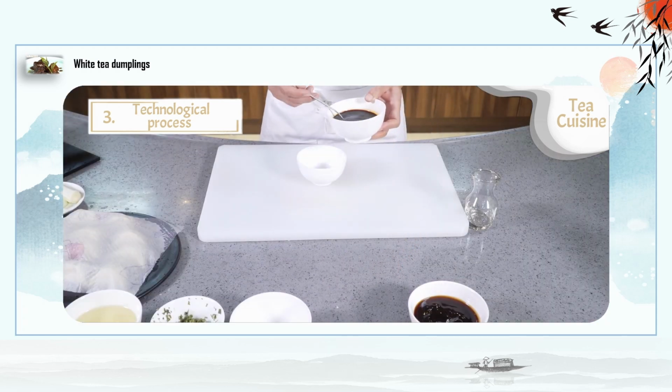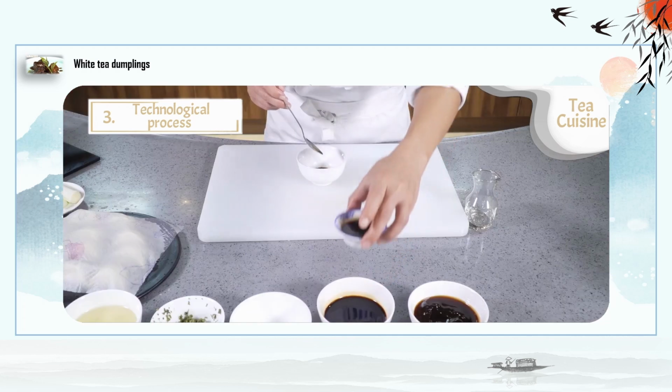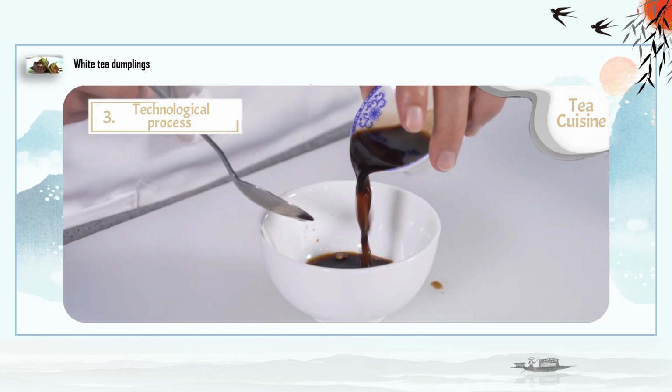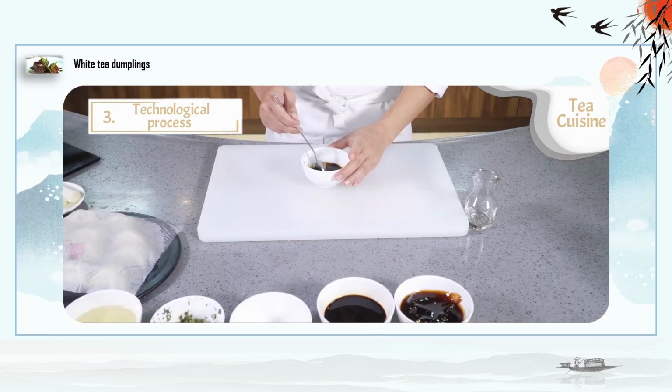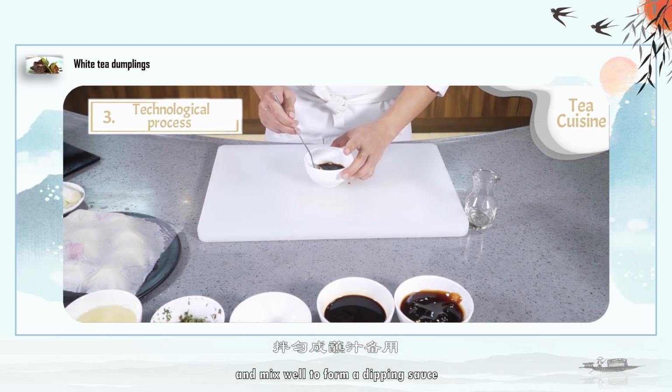Step 4. Add soy sauce, balsamic vinegar, and oyster sauce into a bowl, and mix well to form a dipping sauce.